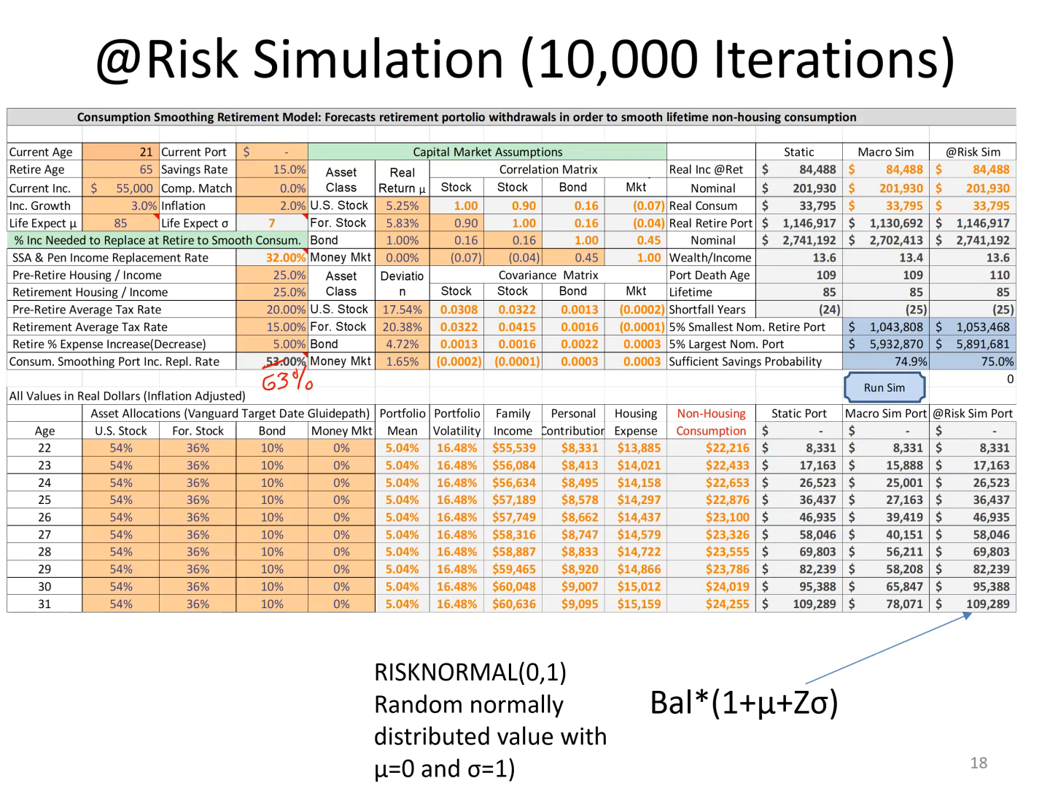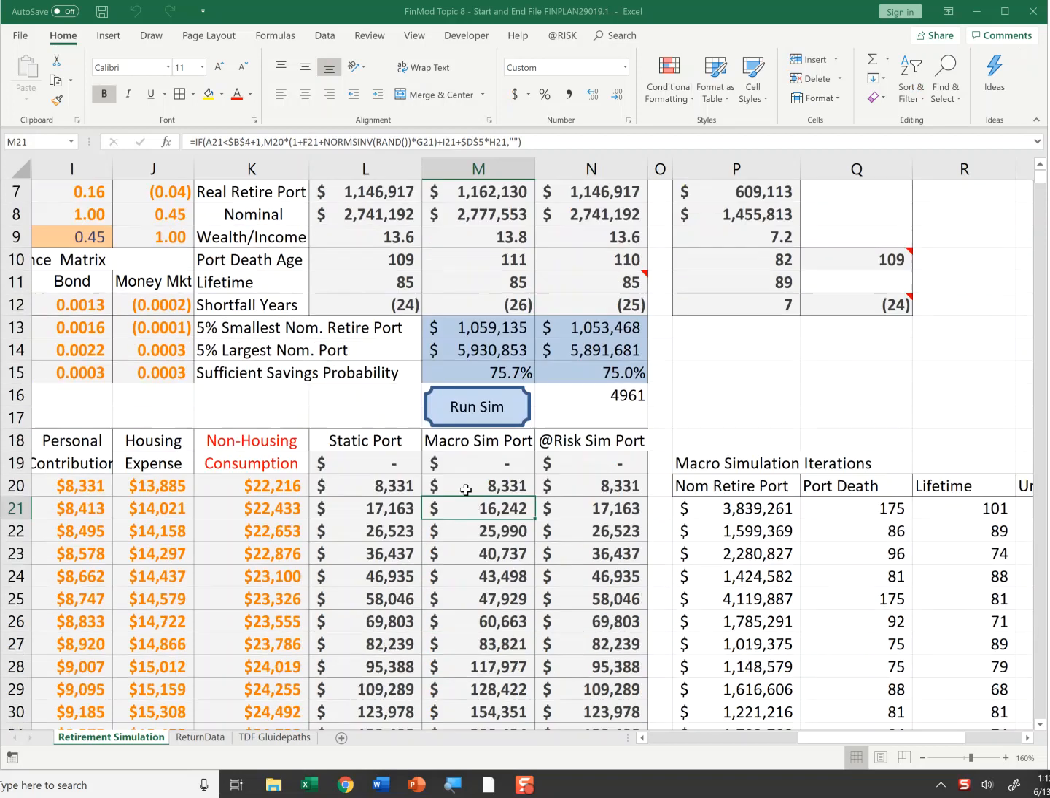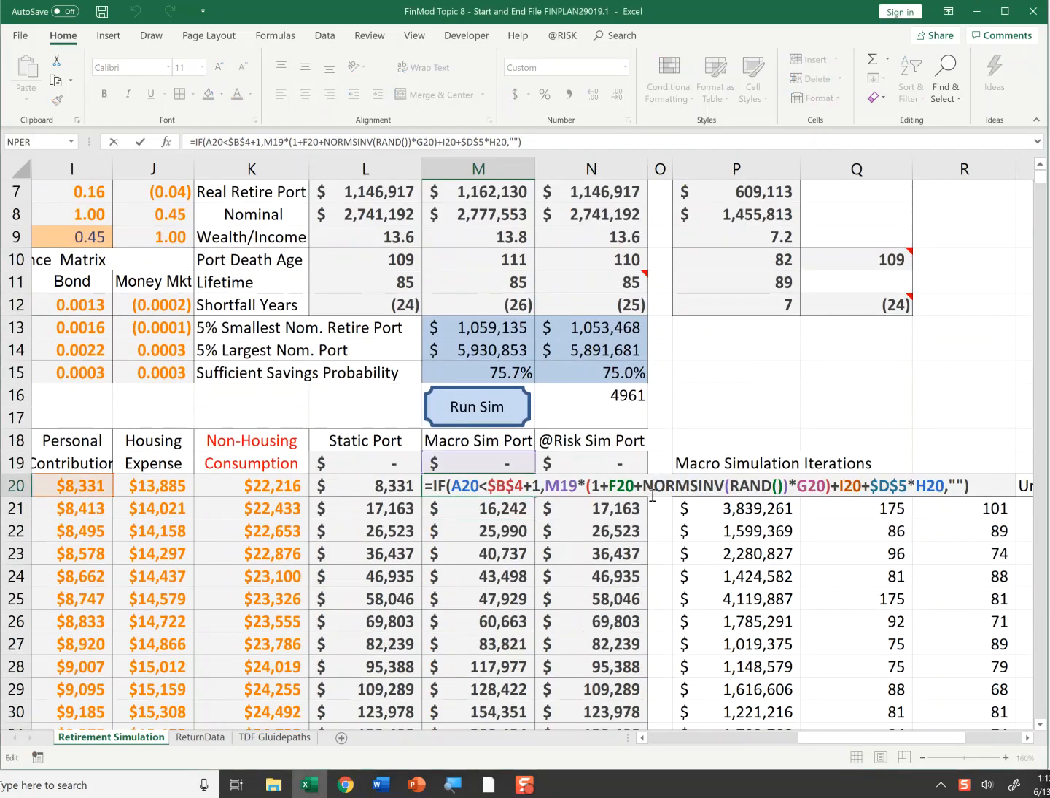So in this topic, we're going to use the same exact model that we've developed over the last 4 sections in this topic, except I'm going to convert it to an @Risk model. And how I'm going to do that, I'm going to go to my model. I'm going to take my exact formula I have for my macro simulation that says my portfolio grows by the mean plus a random variable. In Excel, that's the standard normal random variable estimated by the formula NORM.S.INV(RAND()) times the volatility.